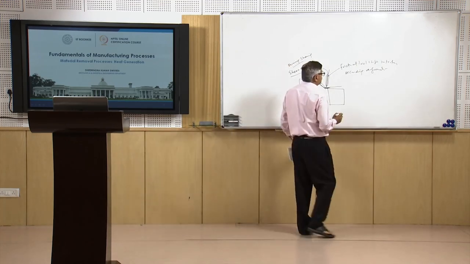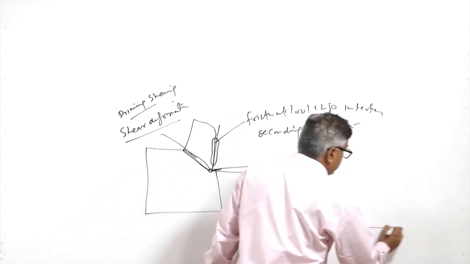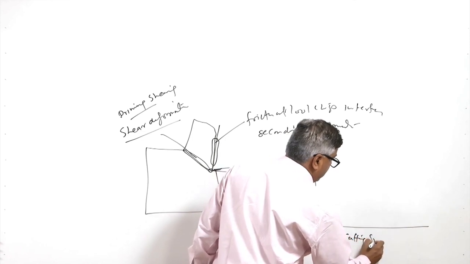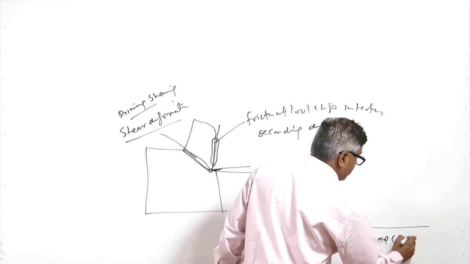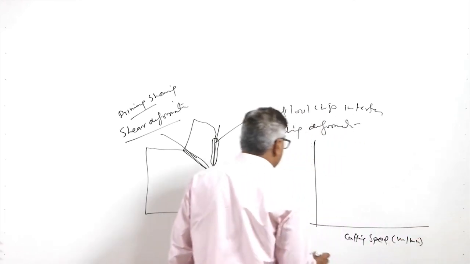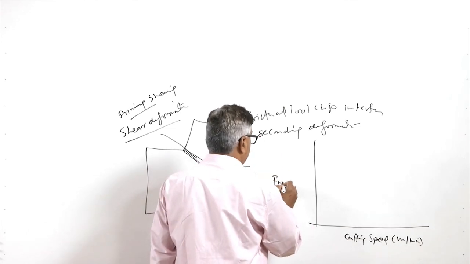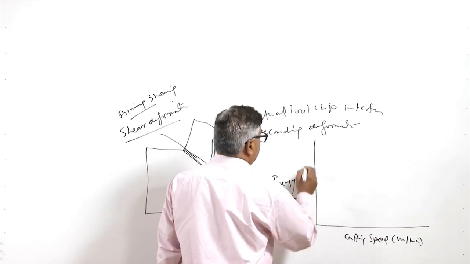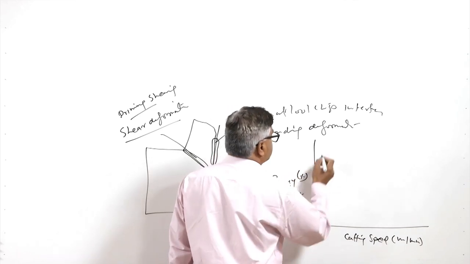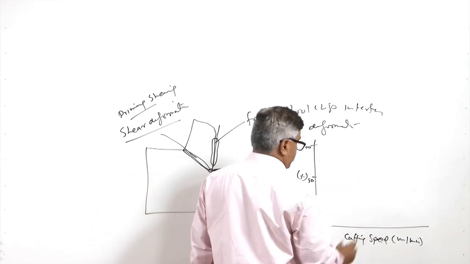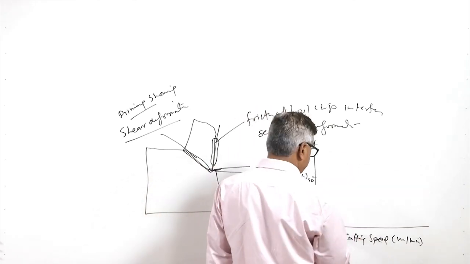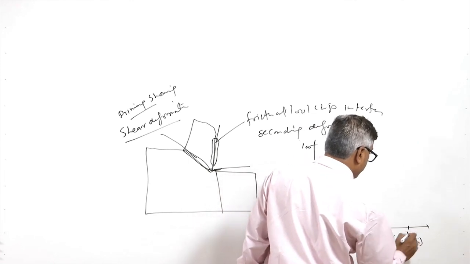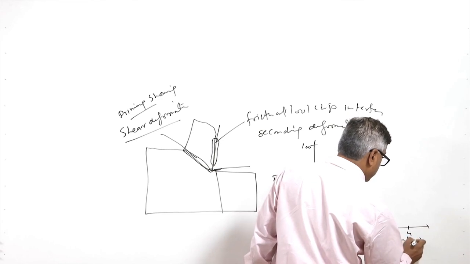So, if we try to relate the entire energy consumption as a function of the speed, cutting speed is on the x axis in meter per minute, and the energy distribution as a percentage, say 50% and 100%, on the y axis. Here we will see 1, 2, 3, 4 meter per second, this is in meter per second.